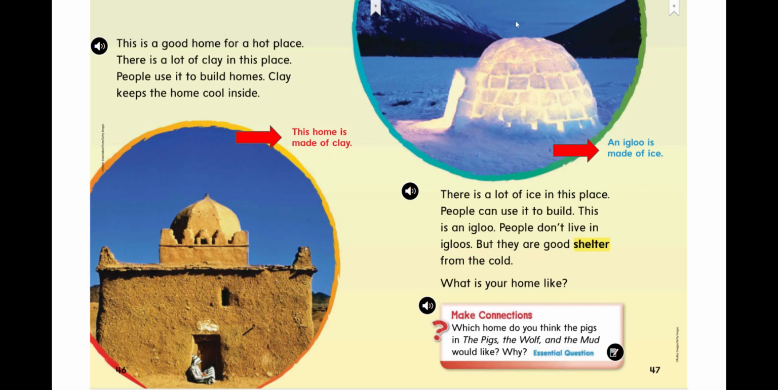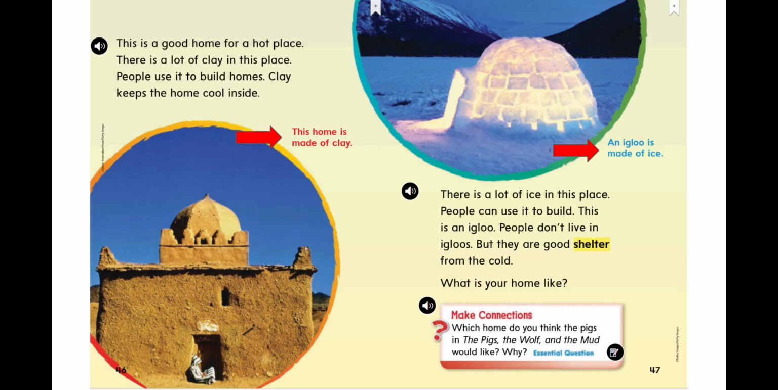Oh, my eye right away goes to this next picture. Oh my goodness, that looks beautiful. Let's read the text. There is a lot of ice in this place. People can use it to build. This is an igloo. People don't live in igloos, but they are good shelter from the cold. What is your home like? Now, I don't want to forget to go up to this caption here and read about it. An igloo is made of ice.